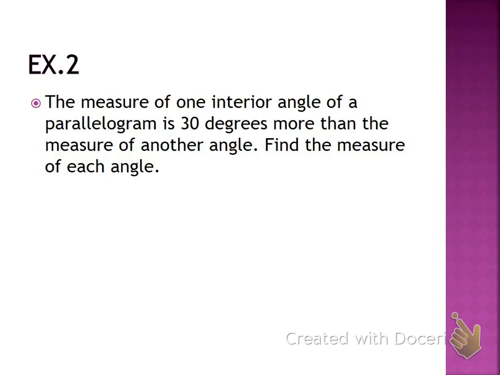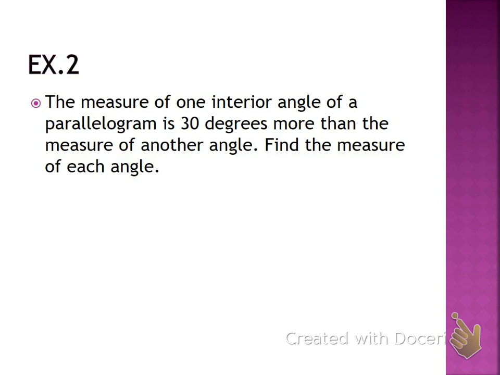They're supplementary. Okay, we know that some angles are congruent, but they're telling us that these angles are different. One of them's 30 degrees more than the other. So these ones are not going to be the ones that are congruent. Does that make sense? They're telling us these two angles are different. So these two angles have to be consecutive to each other, meaning they add up to 180.